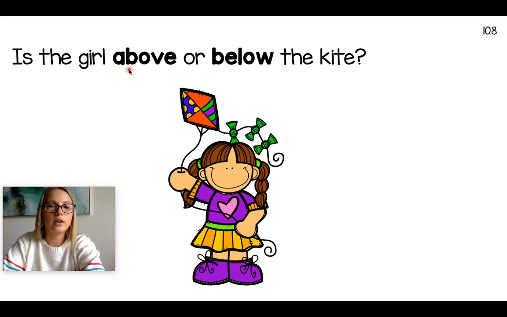Is the girl above or below the kite? Here's the kite. Is the girl below or above the kite? The girl is below the kite, right? She's underneath the kite.